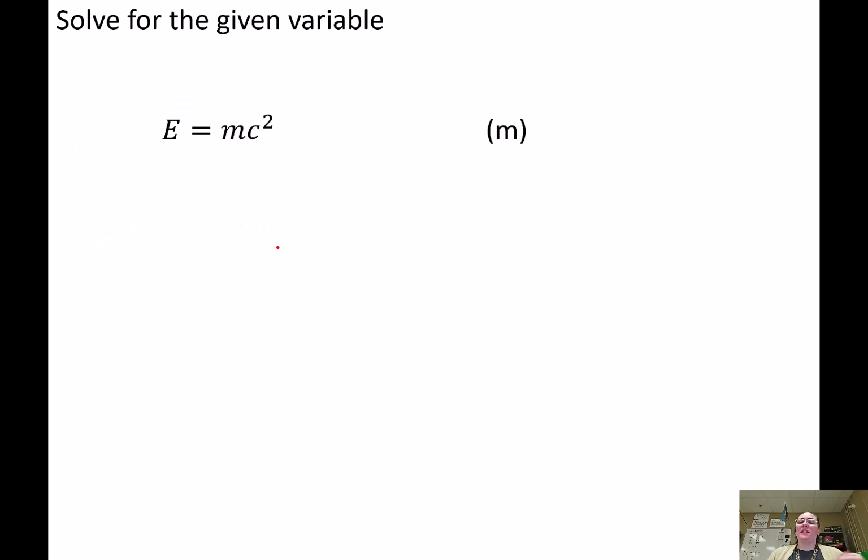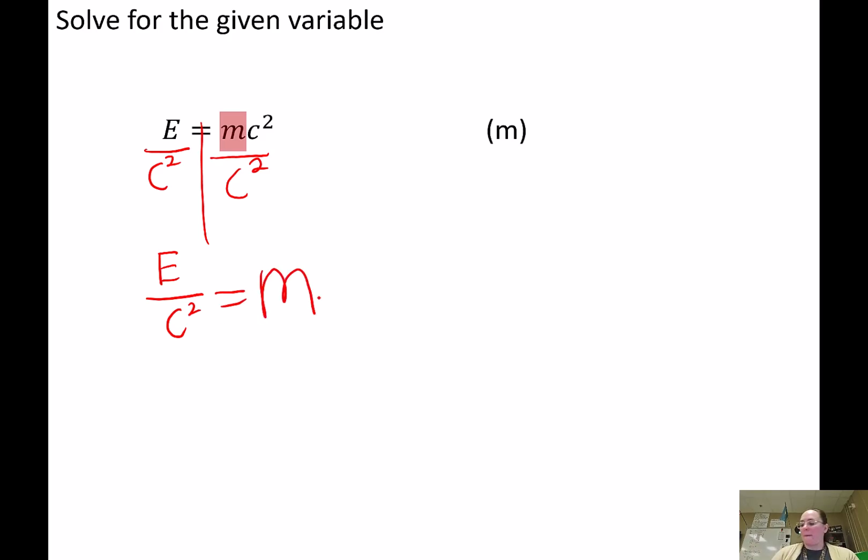All right, so I'm given E equals mc squared, and I want to solve for m. Well, the c squared is timesing to m. So what's the opposite of timesing? Dividing. So I'm going to divide both sides by c squared. And yes, I can divide with the exponent. It still works. So we end up with E over c squared equals m.